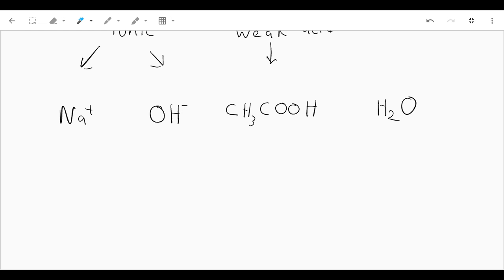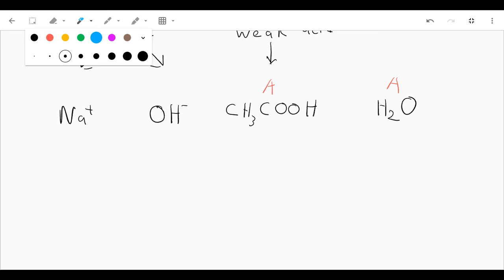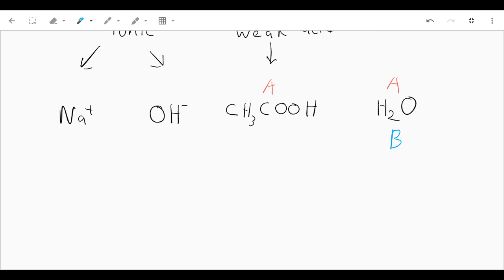We have Na+, OH-, CH3COOH, and H2O. What we need to do then is identify our acids and bases. Acetic acid we know is going to be an acid. And water is both an acid and a base. On top of that, we can also identify that hydroxide ions are on the base side. We don't have anything listed for the sodium ion because it is neutral. It is neither an acid nor a base.